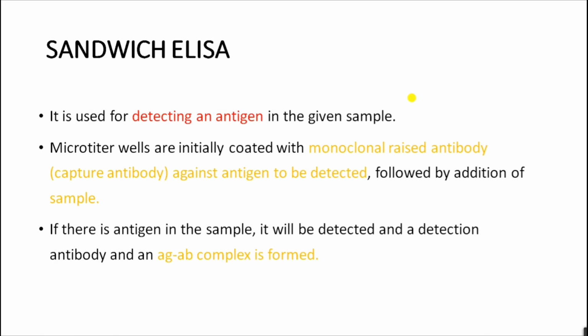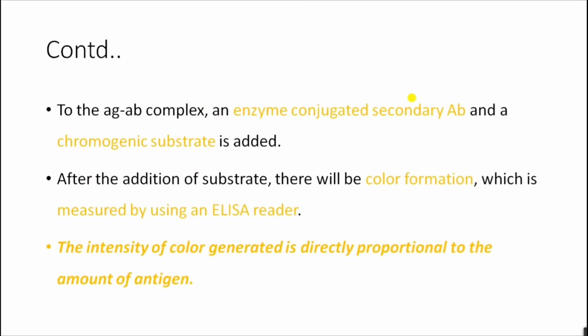The monoclonally raised antibody, or capture antibody, will be coated in the microtiter well against the antigen to be detected. Then this will be followed by the addition of sample. As I've written here, it is used for the detection of antigen. Your sample will contain an antigen. If there is antigen in the sample, it will be detected by a detection antibody, and an antigen-antibody complex is formed.